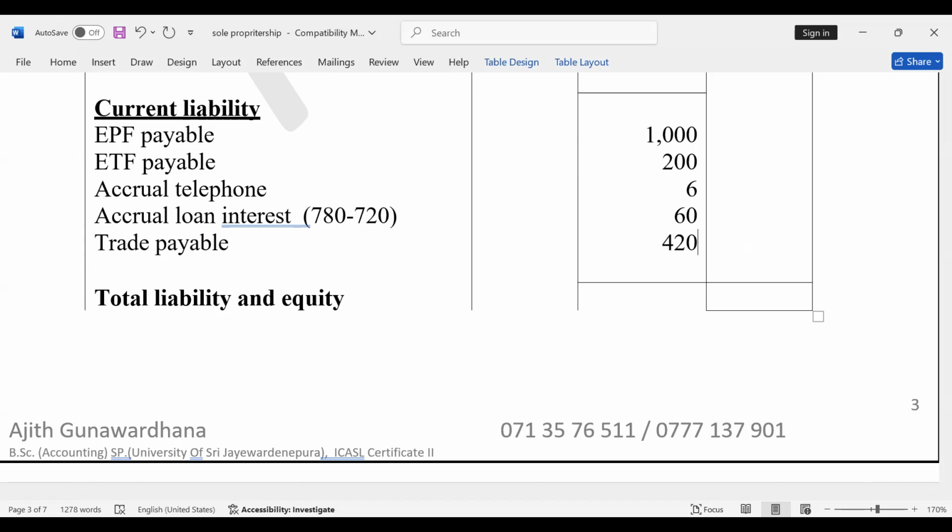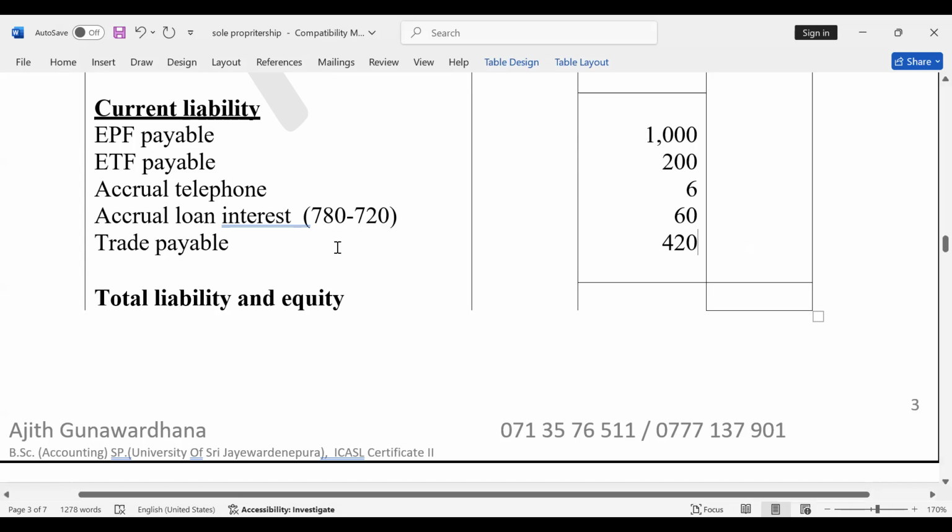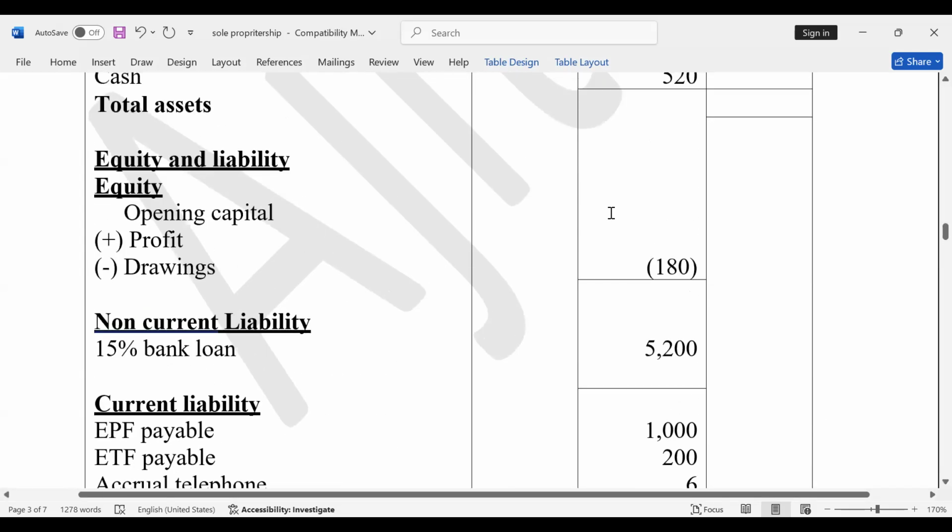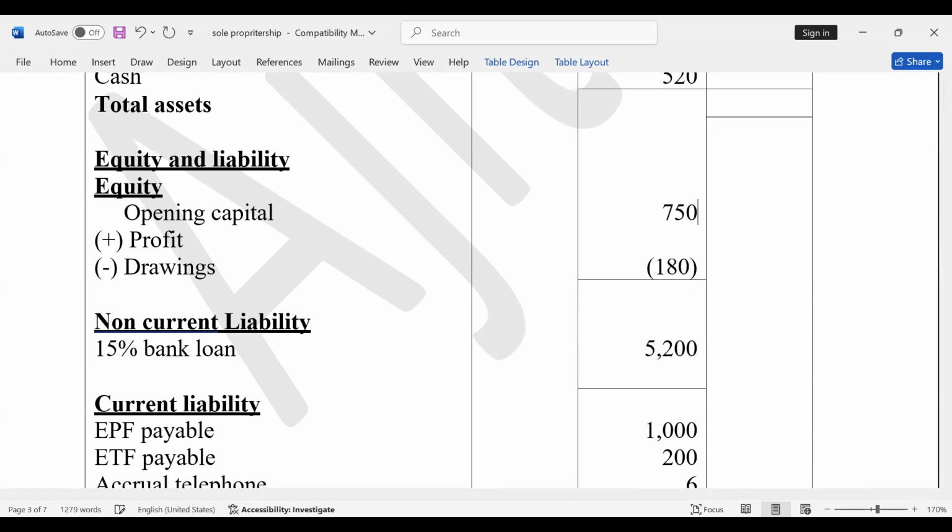All other information we have discussed already. Then complete the income statement, and think about capital also. Capital and equity as opening balance. The capital opening balance available in the trial balance is 750. Right now, calculate profit and loss. From the beginning, adjustment should be done. Then complete the trial balance. Now you have to complete the income statement.